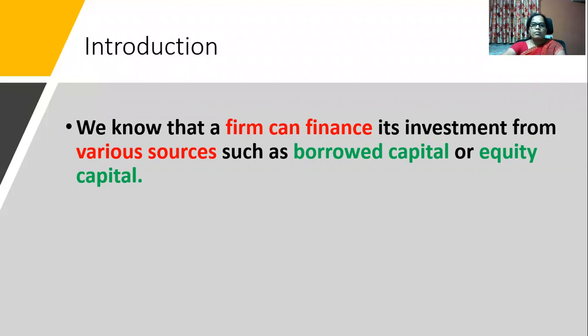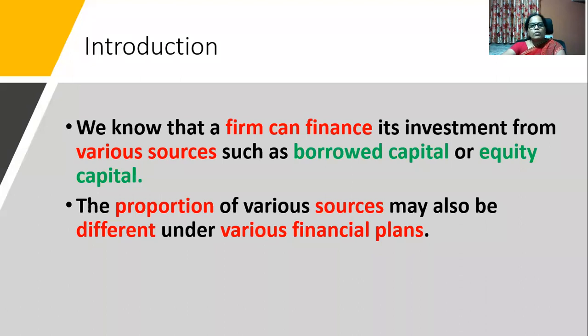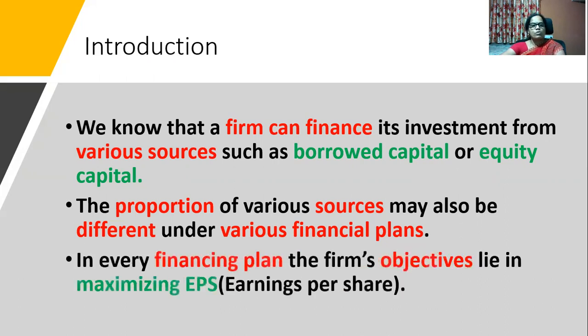We know that a firm can finance its investments from various sources such as borrowed capital or equity capital. The proportion of various sources may also be different, and the financial plans would also be different. In every financial plan, the firm's objective is to maximize its earnings per share.